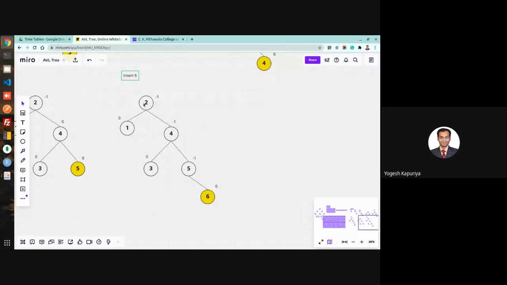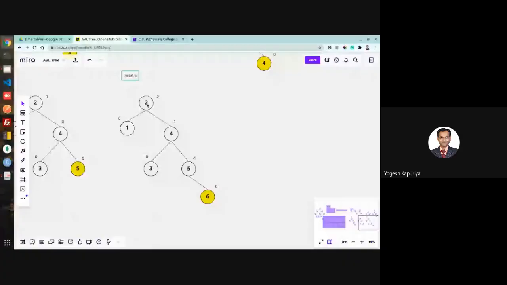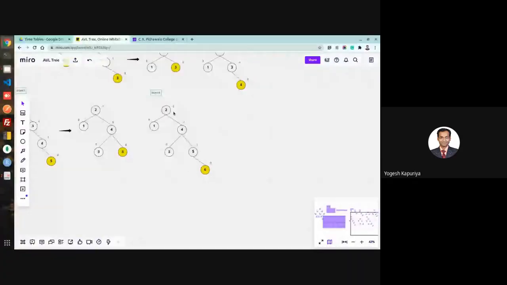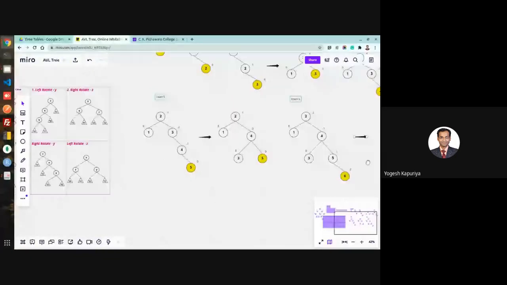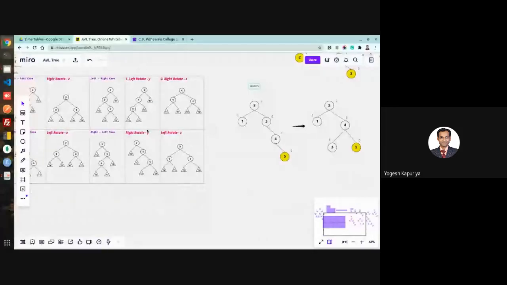And here, the left one, on the right this is the distance. This is which case? This is right, right. So whenever you have right, right, you are simply supposed to rotate in the left direction. Remember, right, right case, so you rotate Z. Z means these nodes will be rotated.